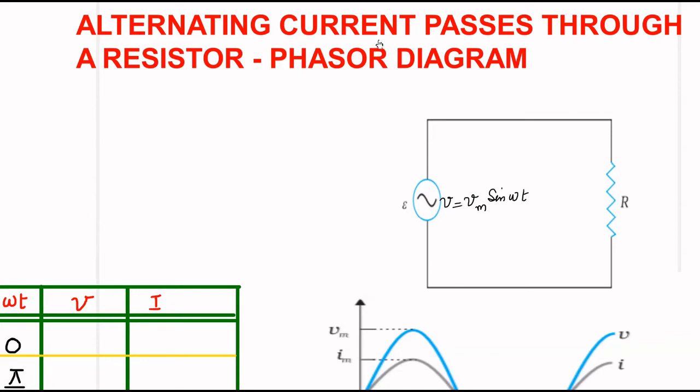Alternating current passes through a resistor. Phasor diagram. What is an alternating current? It is a current which varies sinusoidally with time.